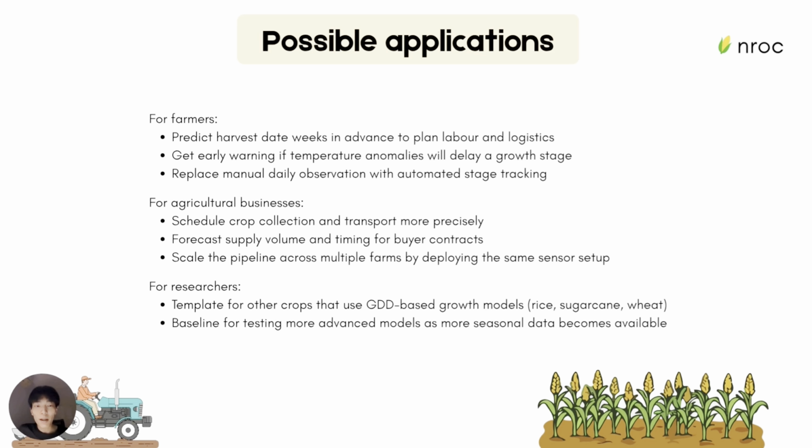Scale the pipeline across multiple farms by deploying the same sensor setup. For researchers, a template for other crops that also use GDD-based cohort models like rice or sugarcane. It is also a baseline for testing more advanced models as more seasonal data becomes available.